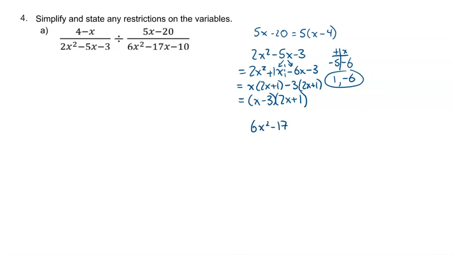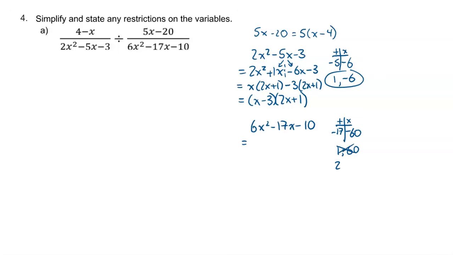Now we do the same thing with 6x squared minus 17x minus 10. In this case, we're trying to find two numbers that add to negative 17, the middle term, and multiply to the first term times the last term. 6 times negative 10 is negative 60. In this case, we could start listing factors of negative 60. If you see it right away, you could write those down.